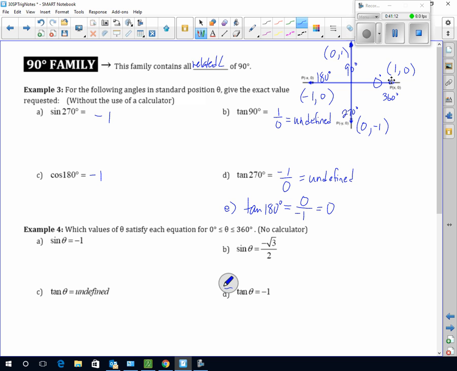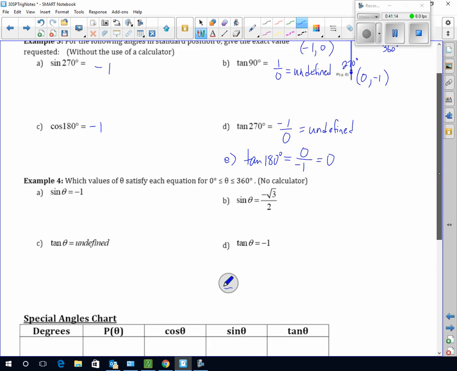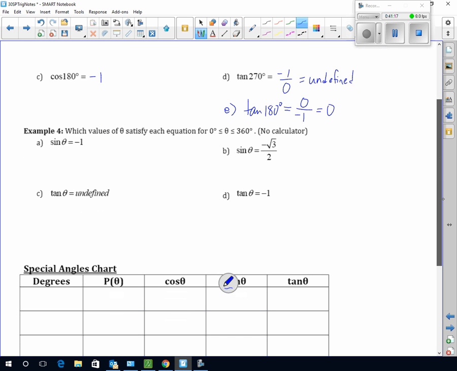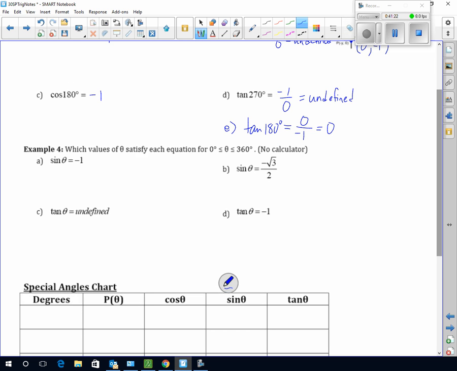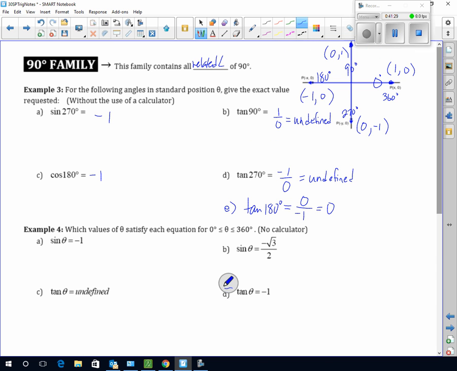Now we're going to actually start solving here. We're going to go the other way. We're going to look at our fingers or later, or we're going to look right here. Remember, sine is our y value, right? Sine is our y value. So where is our y value -1? 270. So that means our angle, theta, is equal to 270 degrees. So we just solved that, what it is.